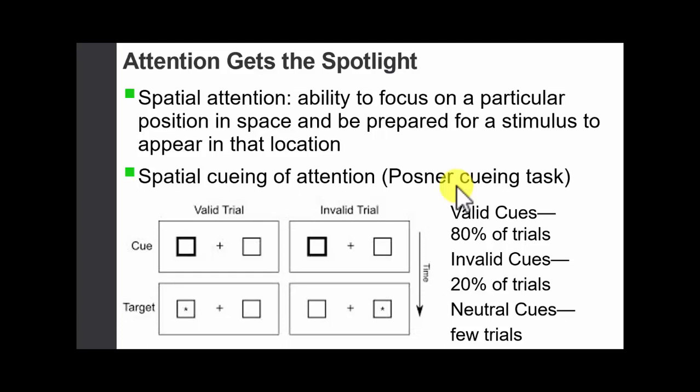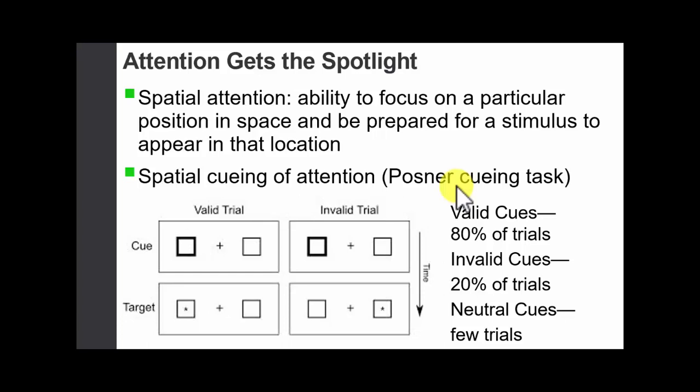This is important in the Posner Cueing task because this is the same thing that's happening to participants. They're saying, okay, 80% of the time I can trust the cue, so I'm going to keep using that cue in order to try and react as fast as possible whenever the target appears.